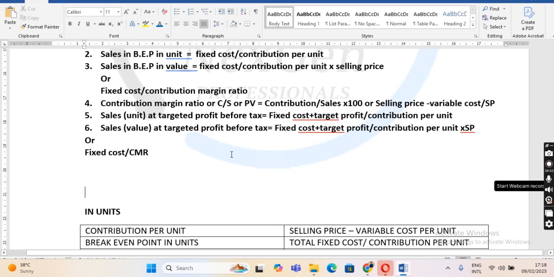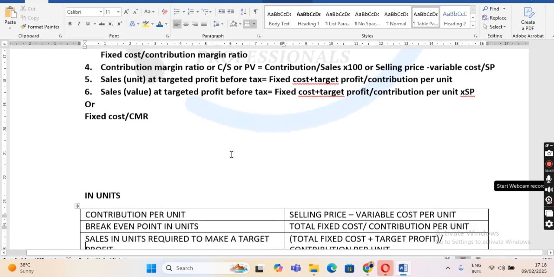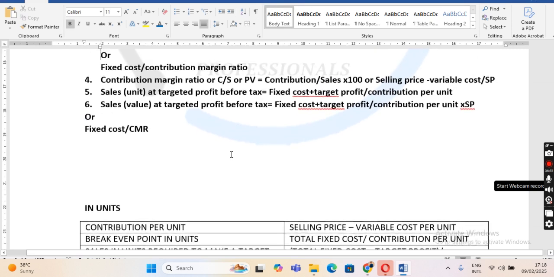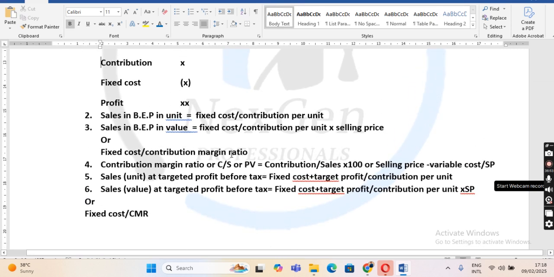Now that is contribution. You can see I have the formula here, but I will not put it like that. Now you can see either, okay, plus, I didn't add plus target profit. Target profit will be given to you in the question. So whichever one you want to use, please note that when you want to determine the unit, divide it by contribution per unit.